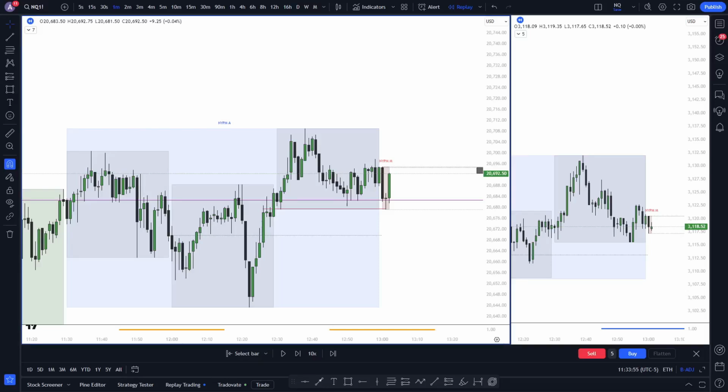Hello everyone, today we're going to be doing a trade breakdown of a trade that I did on November 19th. I chose this specific trade to break down because there were lots of parts to it which led to it being a high probability trade.